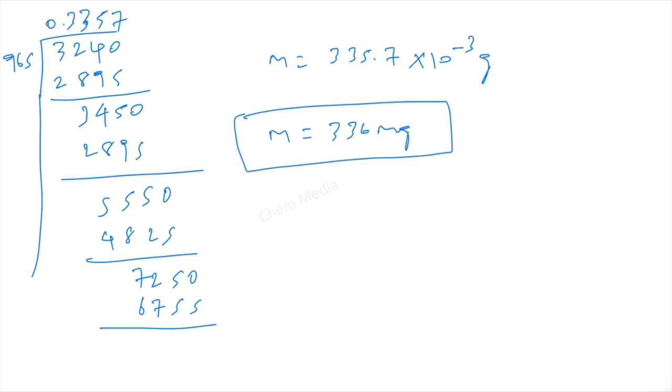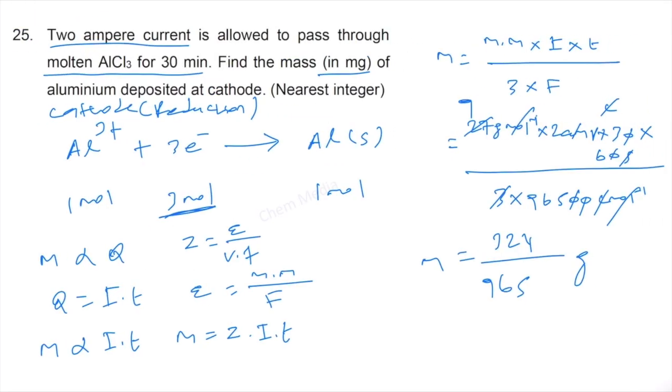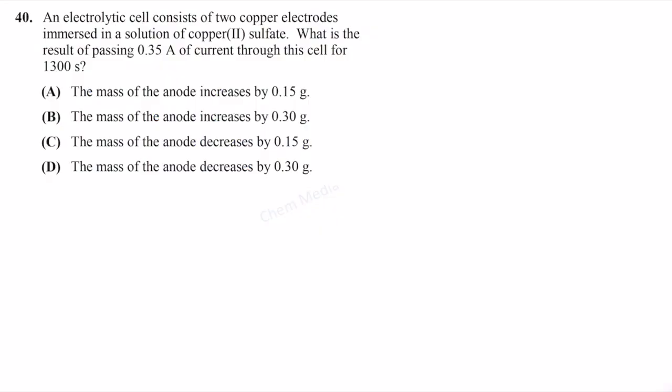The aluminum deposited at the cathode is 336 milligrams. That's the correct answer. m is equal to 336 milligrams. Here is a question from electrochemistry. An electrolytic cell consists of 2 copper electrodes immersed in a solution of copper 2 sulfate. What is the result of passing 0.35 ampere current through this cell for 1300 seconds?